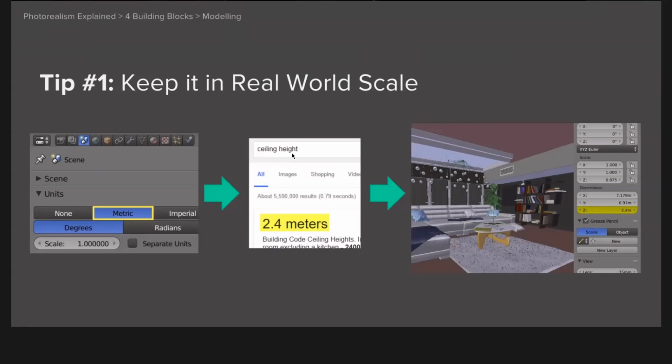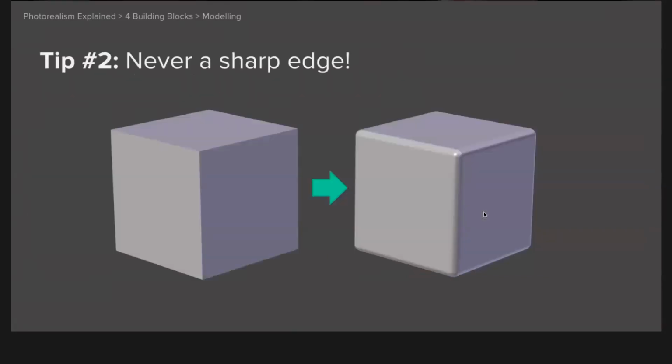For example, the ceiling height is about 2.4 meters on average. And then you just put these units into your 3D software of choice. For example, I use Blender, so we're gonna have some images from Blender. So I put the Z dimension 2.4 meters. Let's move on.